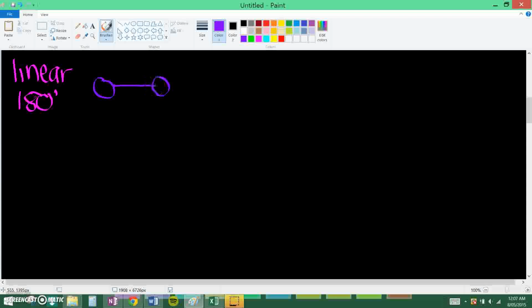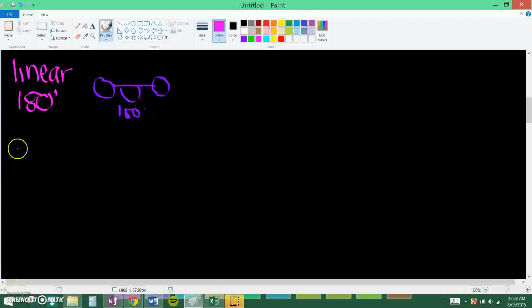So the first one is linear. And this results in a bond angle of 180 degrees. This is because you have two atoms, basically they're bonded like that. This results in 180 degrees.